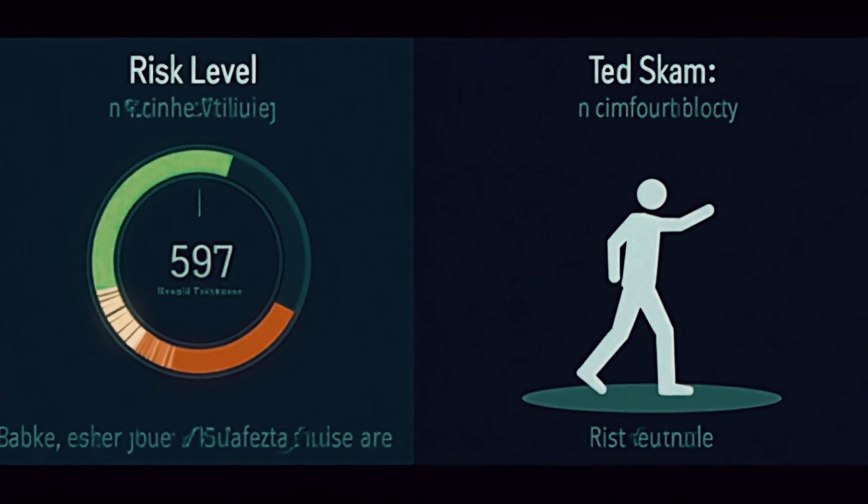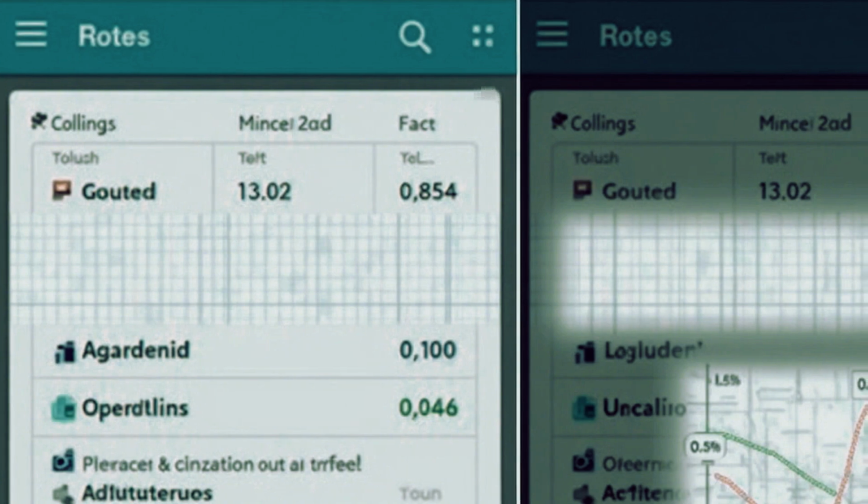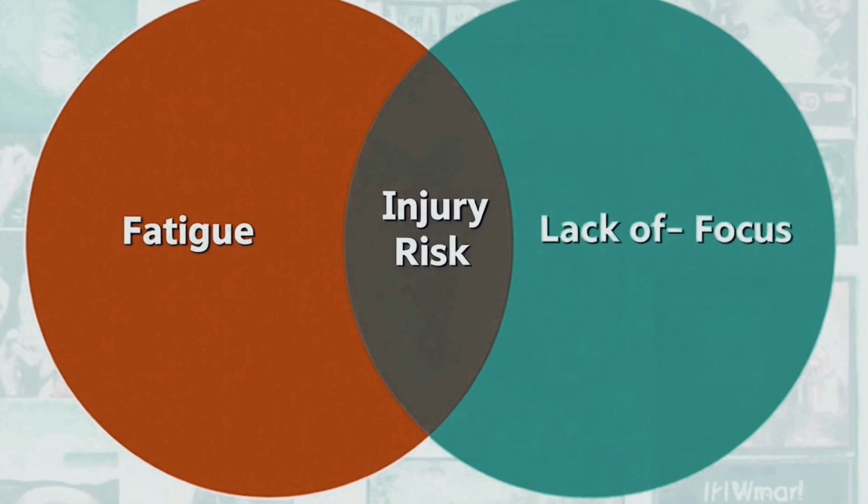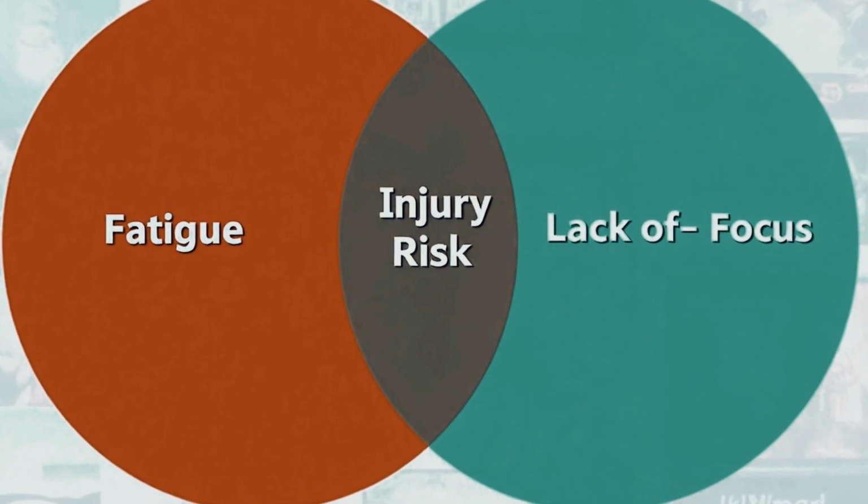Fatigue significantly elevates the risk of physical injuries. Reduced focus is a primary contributor to increased injury incidence. The combination of fatigue and lack of focus compounds the probability of injury.